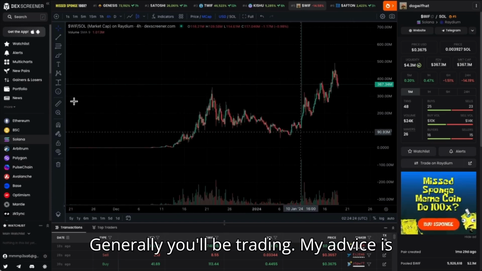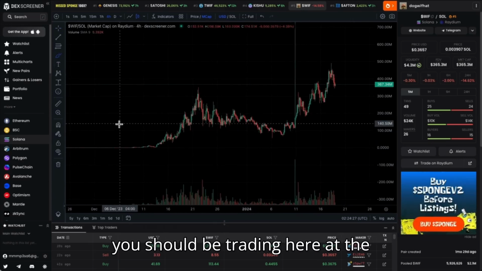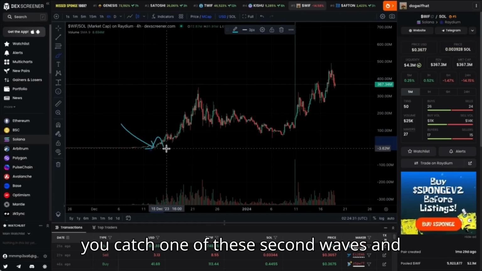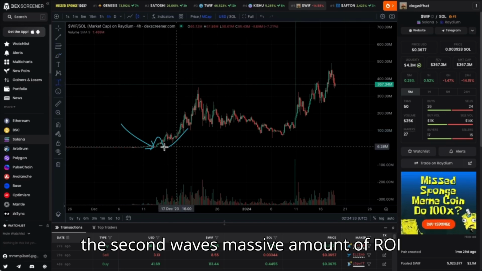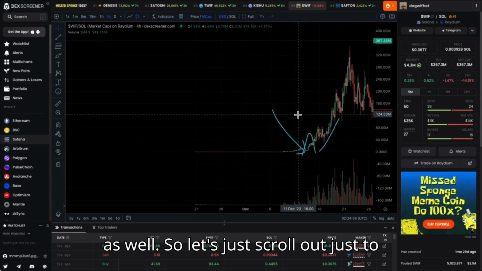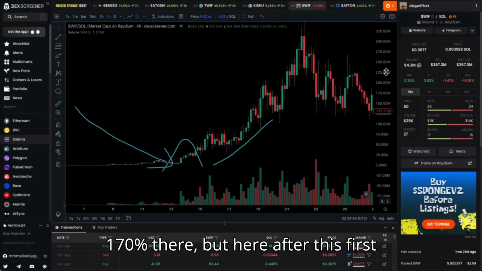So generally you'll be trading. My advice is you should be trading here at the beginning. And if not, after the beginning, you catch one of these second waves. And the second waves, massive amount of ROI as well. So let's just scroll out just to show you. So we just said there's about 170% there.